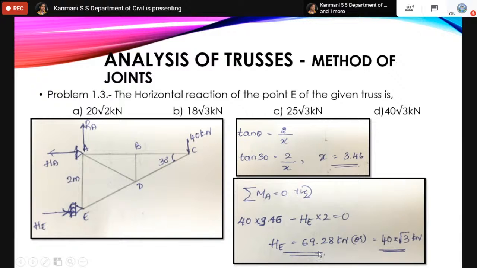So the HU value you will get in the calculator is 69.28, but in the answers you have √3, √2 times. So if you divide 69.28 by √3, you will get 40. So we can write 40 into √3 is equal to 69.28 kilonewtons. So the answer is D. For such problems, think twice and then do it.